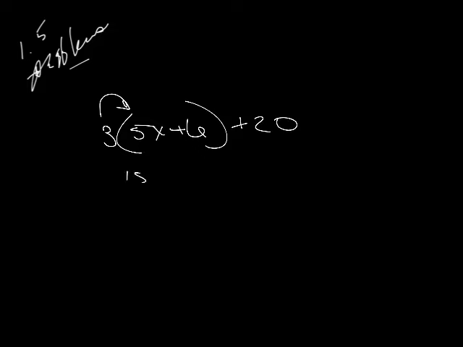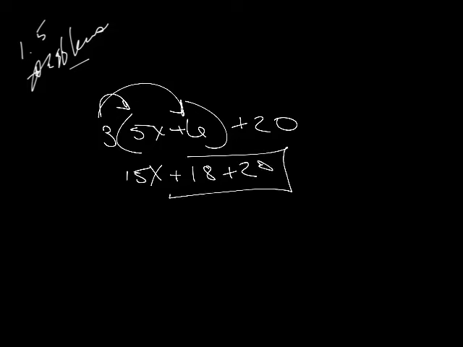So let's jump all the way down to number 80. And they have 3 times 5x plus 6 plus 20. So we're going to do that and get 15x. We're going to do that and get 18 plus 20. And now the only thing you can add are these numbers because you can't add things with variables. So we have 15x plus 38 then for our answer.